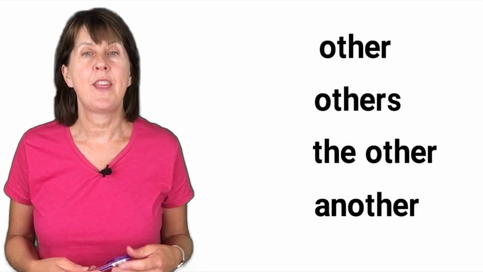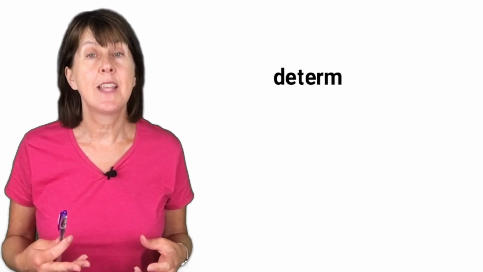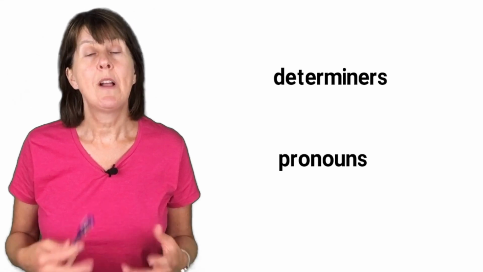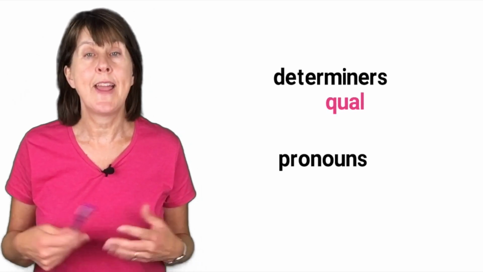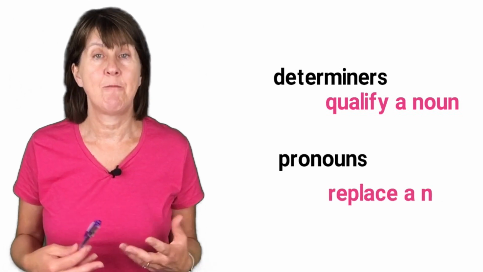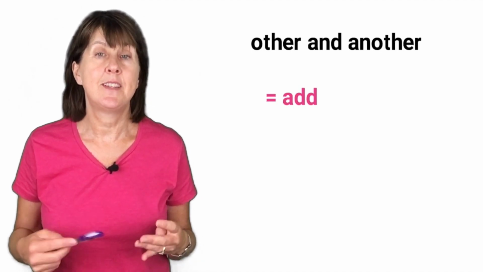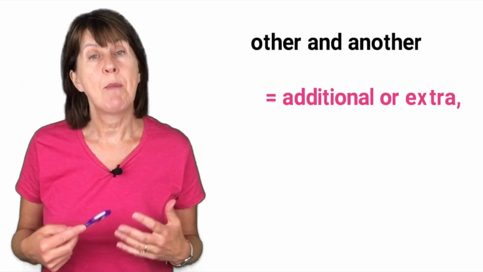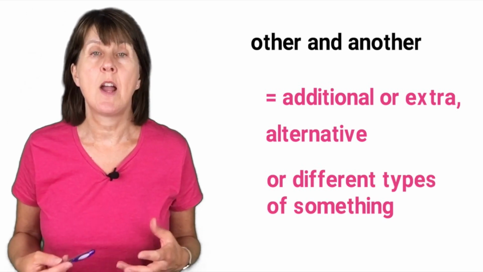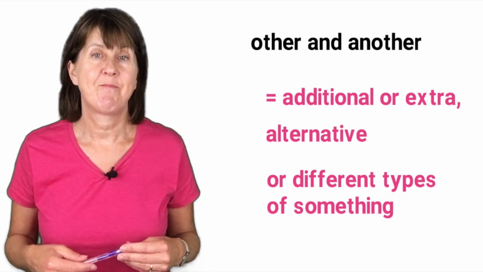So the most important thing you need to know is that they can be used as determiners and pronouns. So what's the difference? Well, determiners qualify a noun, whereas a pronoun is when we replace the noun. They both mean the same, and that is something that is additional or extra. It might be an alternative or different types of something. And this is why I see many students confuse how to use them.